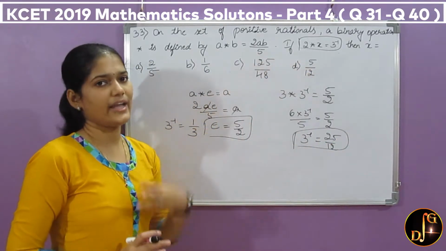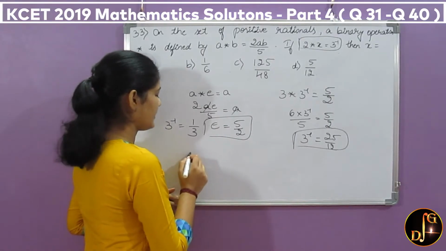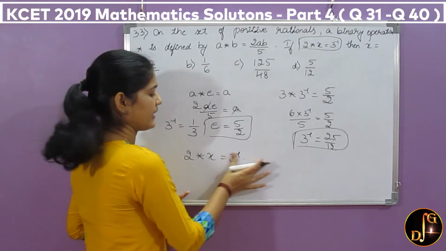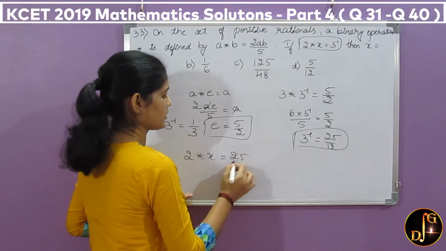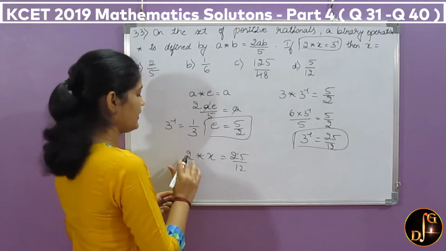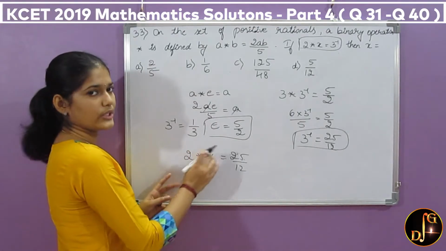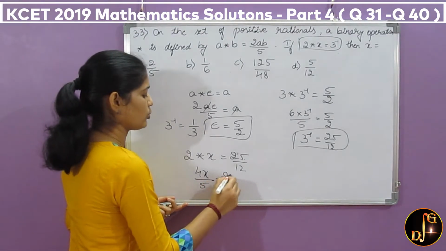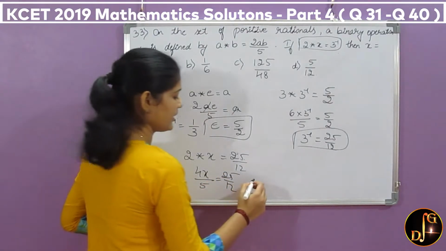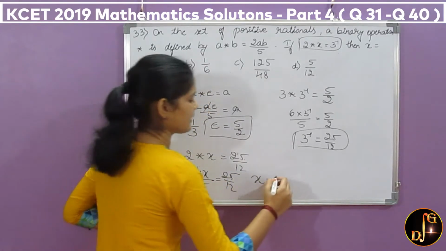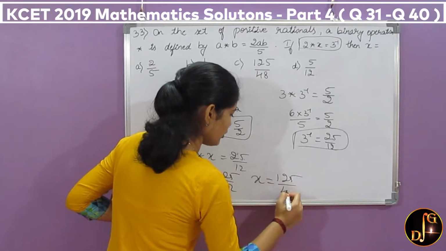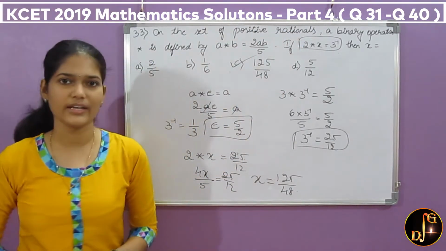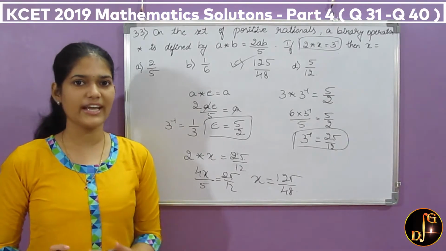Now let's find x. That is 2 star x is equal to 3 inverse. 3 inverse is nothing but we got the value, that is 25 by 12. Right? 2 star x means 2 into 2 into x. That will be 4x divided by 5. That is equal to 25 by 12. Right? So x is nothing but simply 125 by 48. So the correct answer is option C. Right? Now let's move on to the next problem.